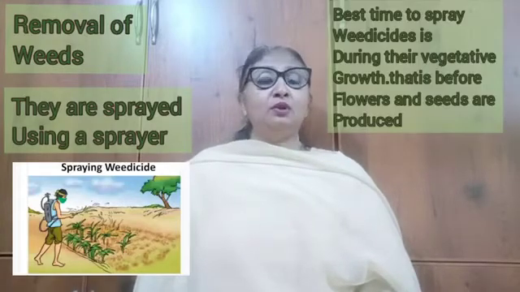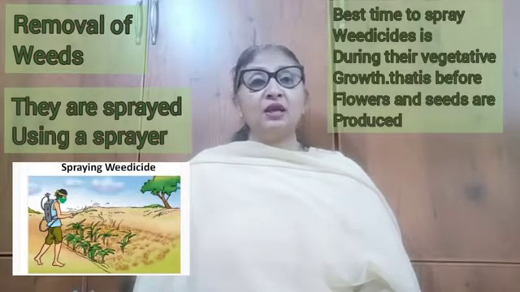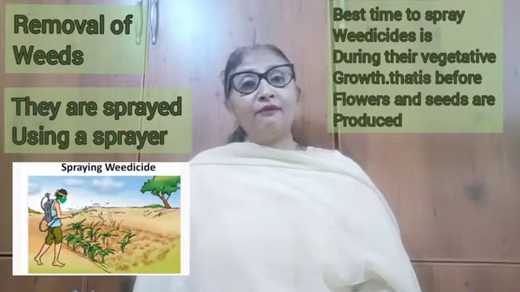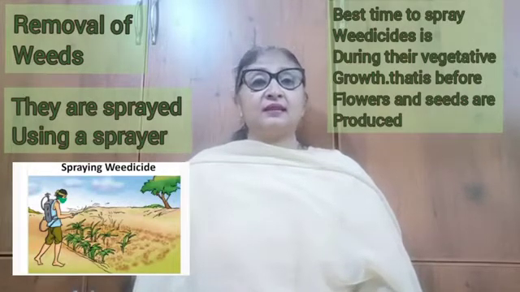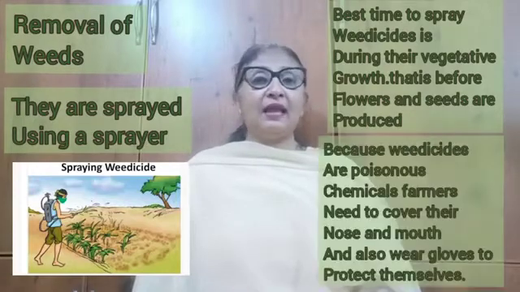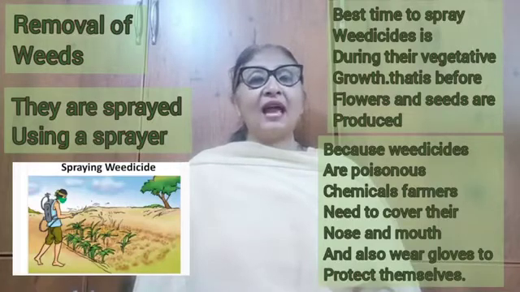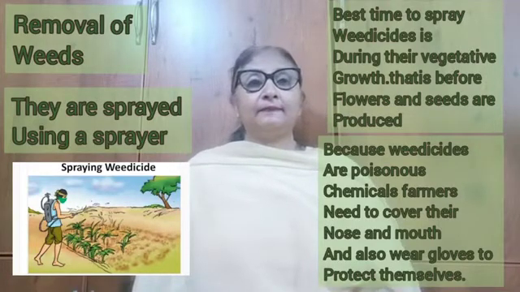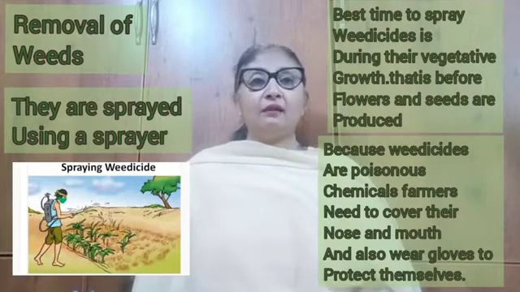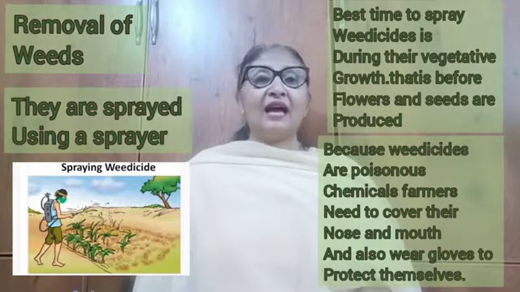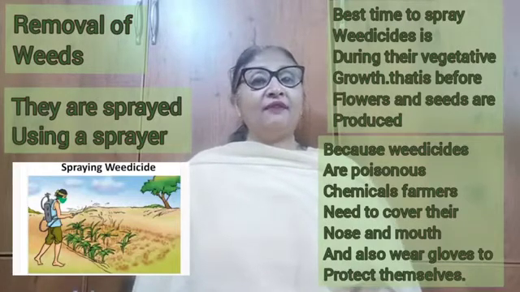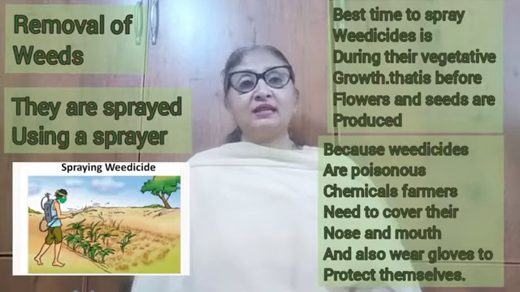The best time to spray weedicides is during the vegetative growth of the weeds, that is before they produce flowers and seeds. Since weedicides are poisonous chemicals, the farmers must take precautions while spraying weedicides. They have to cover their nose and mouth and preferably use gloves so that they are not affected by these poisonous substances.